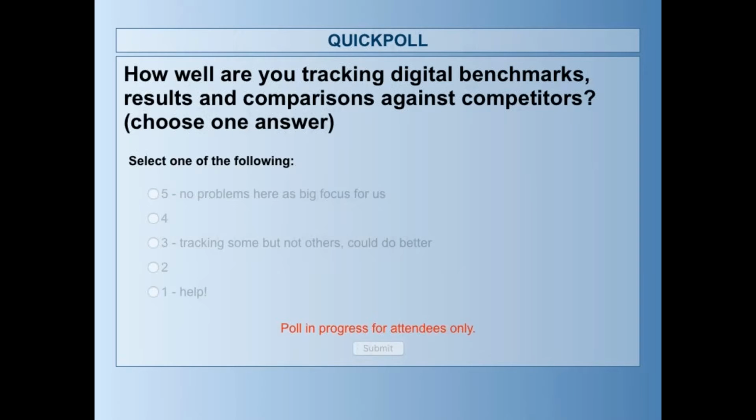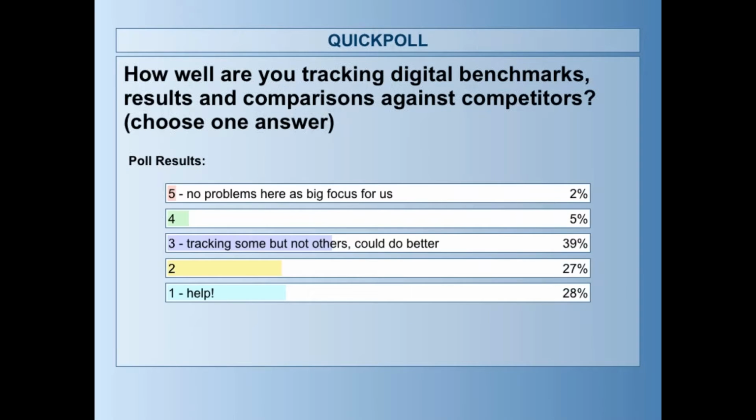So we're going to run another poll now. The question is: how well are you tracking digital benchmarks, results and comparisons against competitors? This one is just one answer, please. So if you could select one from the top, which is 5, no problems here, that's a big focus for us. Down to somewhere in the middle, tracking some, but not others, could do better. Or if you want to select 1, if that's you, basically help. So let us know where you are. That'd be great. Okay, let's take a look at the results.